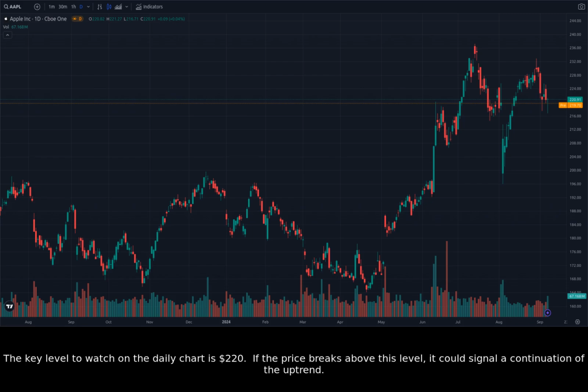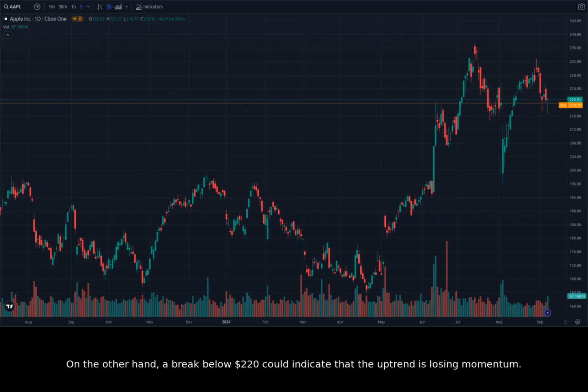The key level to watch on the daily chart is $220. If the price breaks above this level, it could signal a continuation of the uptrend. On the other hand, a break below $220 could indicate that the uptrend is losing momentum. It's important to remember that the daily chart is a long-term view. We'll need to look at the smaller time frames to get a better understanding of the short-term trends.